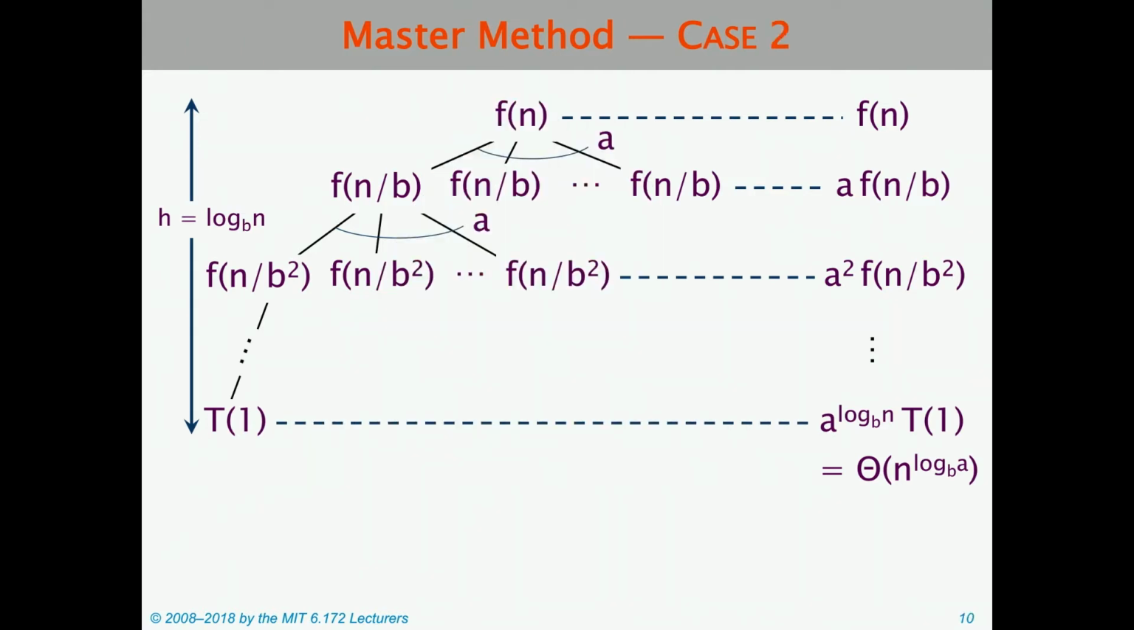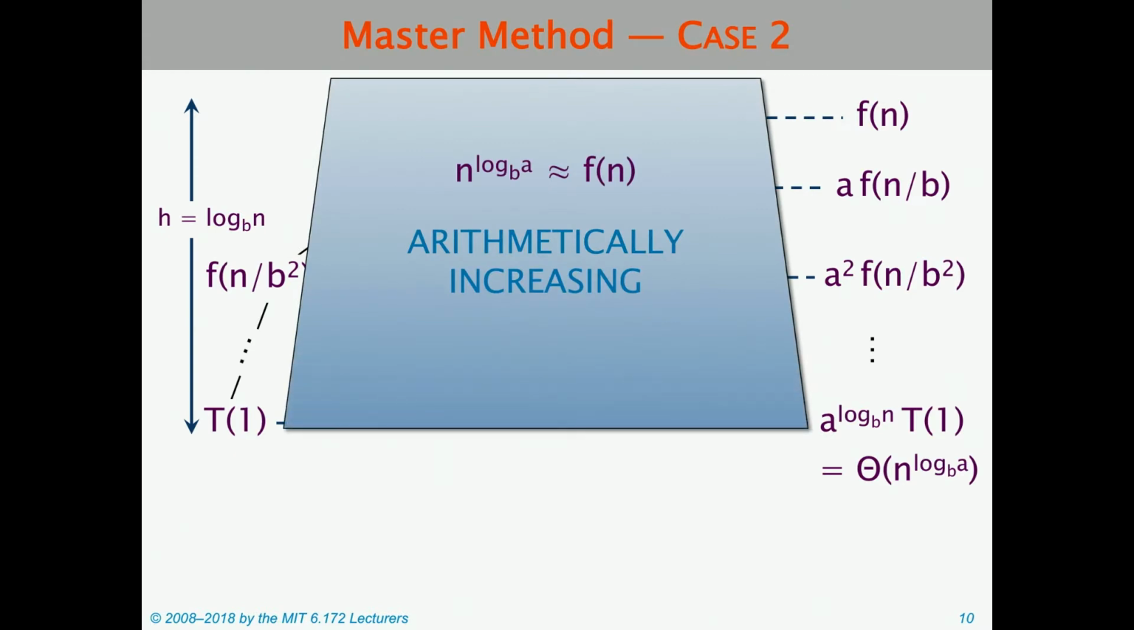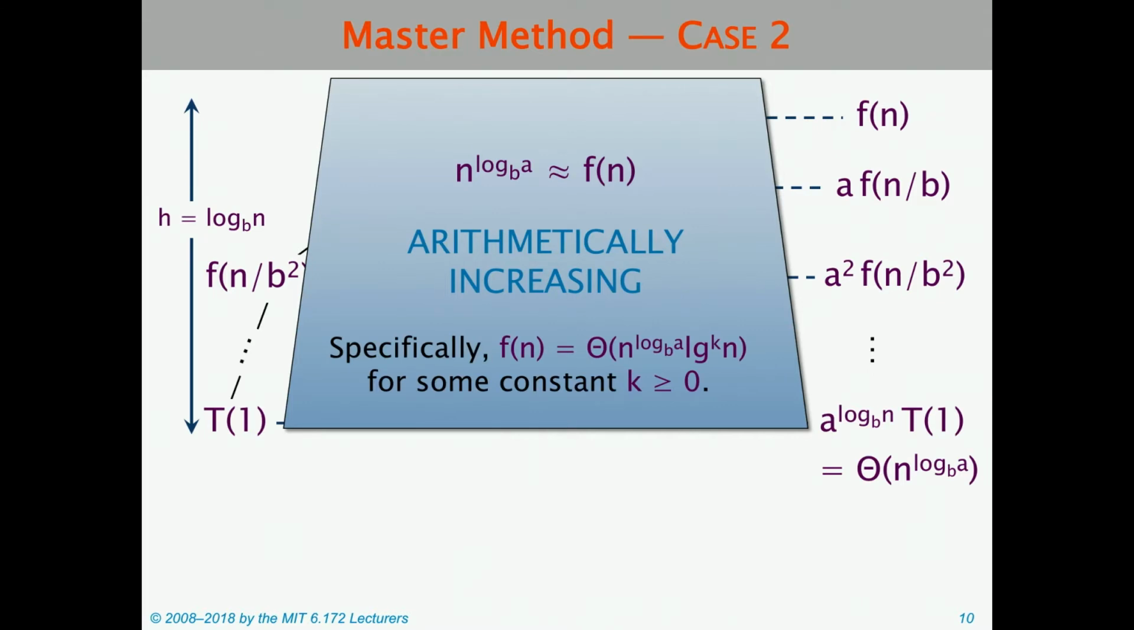Okay? Now case two is the situation where n to the log base b of a is approximately equal to f of n. Okay, they're very similar in growth. And specifically, we're going to look at the case where f of n is n to the log base b of a times a polylogarithmic factor, log to the k of n, for some constant k greater than or equal to 0. That greater than or equal to 0 is very important. You can't do this for negative k. Even though negative k is defined and meaningful, this is not the answer when k is negative.